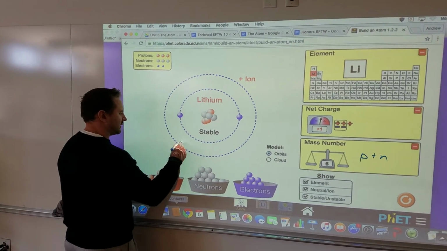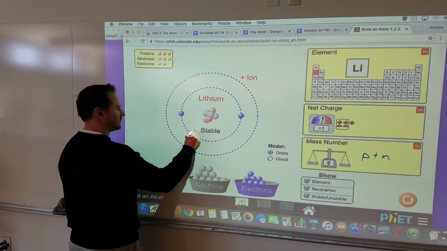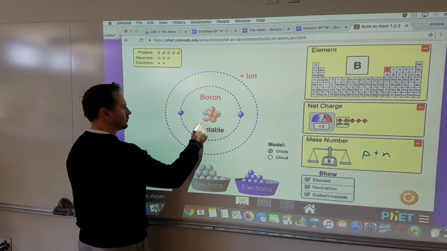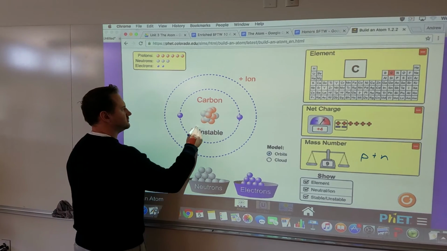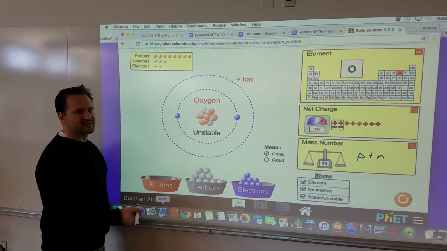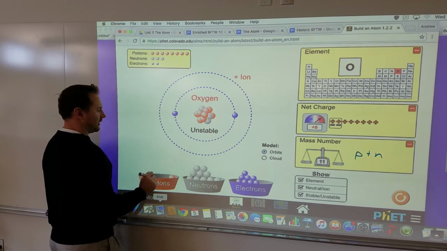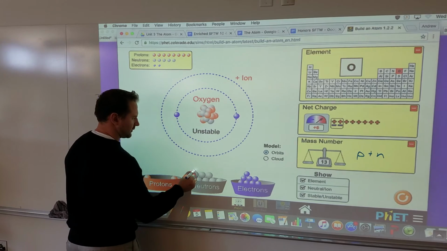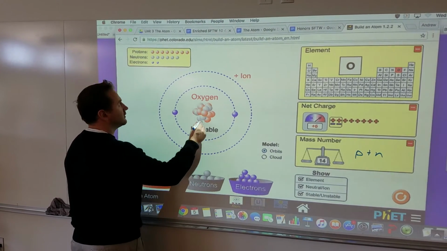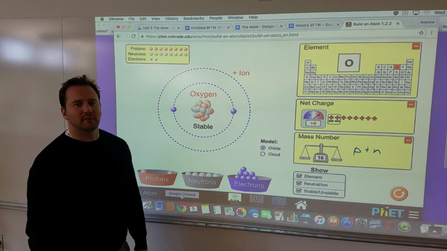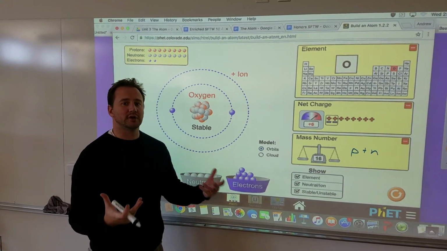If I look at a non-metal, let's work our way over to oxygen. Not stable at this point. This is definitely not a good ratio, so I'm going to add some neutrons to make it all work. And oxygen typically has a mass number of 16, meaning it has 8 protons and 8 neutrons.